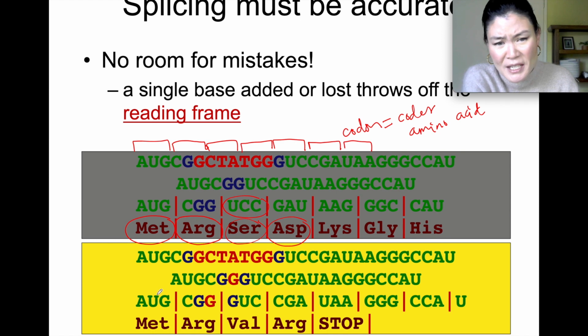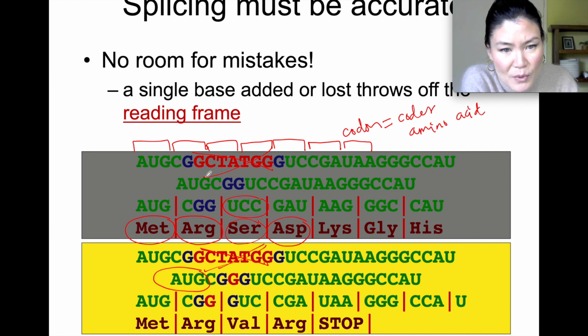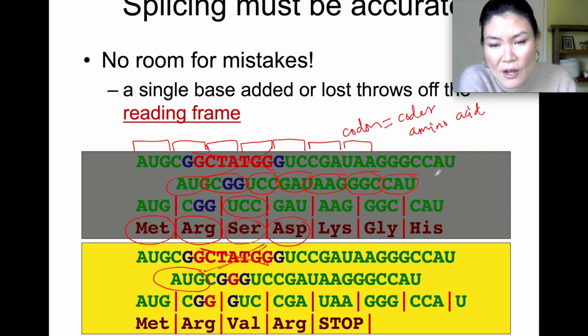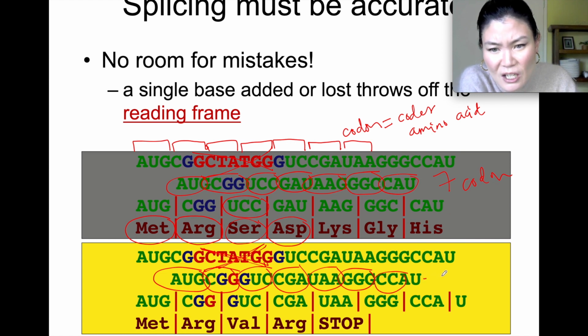Okay? But let's say that there was a mutation where this segment is deleted. It's now gone. So now this section is missing. Okay, now it's deleted. And so this is the reading frame. So originally it was AUG, CGG, UCC, GAU, AAG, GGC, CAU. Those are 1, 2, 3, 4, 5, 6, 7. Those are 7 codons for 7 amino acids. But if we delete this segment of DNA, then how many codons do we end up with? 1, 2, 3, 4, 5, 6, 7, and then this is just continuing on beyond this point.